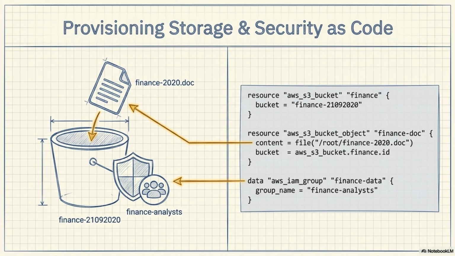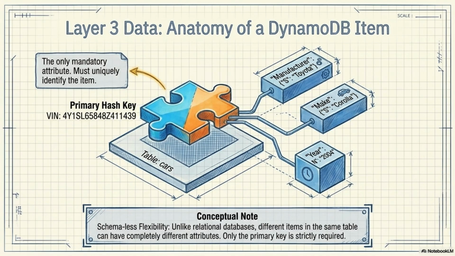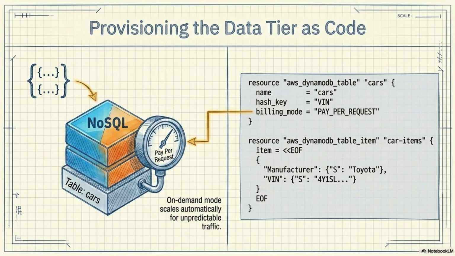Layer 3, data. DynamoDB item structure. DynamoDB is schemaless. That means flexibility. Each item must have a primary key. But beyond that, structure can vary. Perfect for scalable, fast applications. Provisioning the data tier as code: with Terraform, you can create tables, define keys, insert data, even enable on-demand scaling automatically. This is where infrastructure meets real application data.